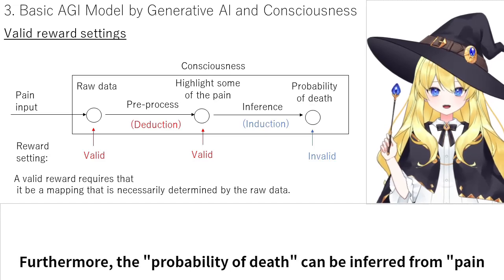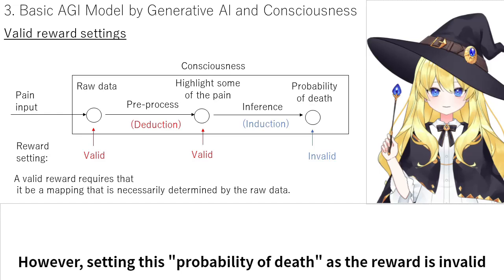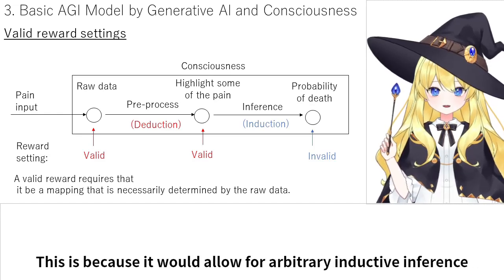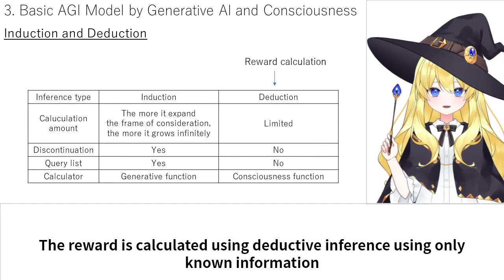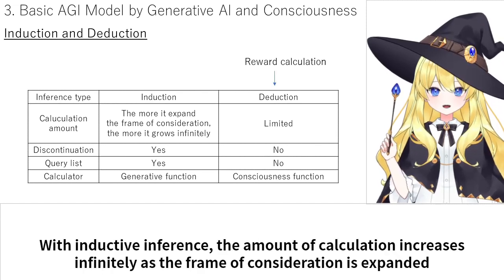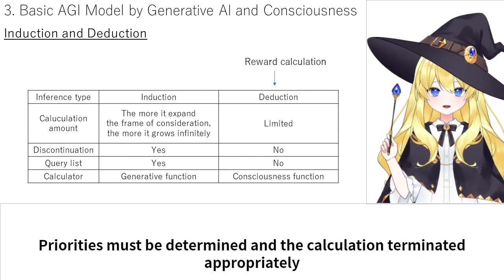Furthermore, the probability of death can be inferred from pain. However, setting this probability of death as the reward is invalid. This is because it would allow for arbitrary inductive inference. A valid reward requires that it be a mapping that is necessarily determined by the raw data. The reward is calculated using deductive inference using only known information. With inductive inference, the amount of calculation increases infinitely as the frame of consideration is expanded. Priorities must be determined and the calculation terminated appropriately.